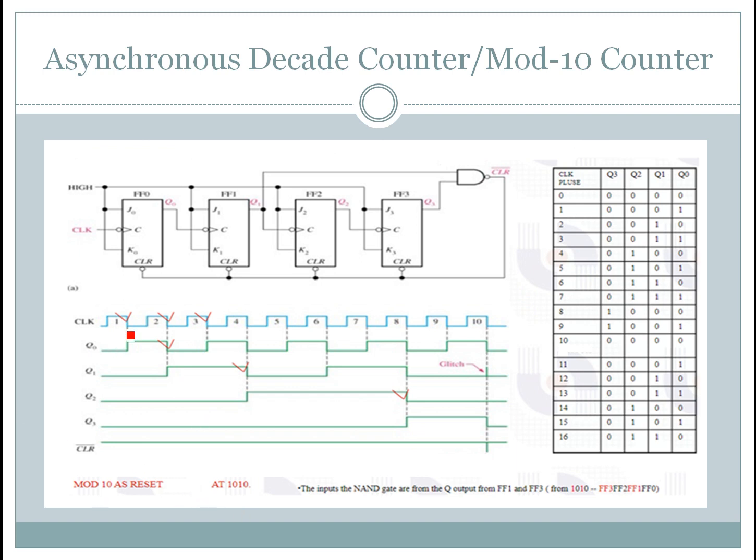This is the mod 10 asynchronous counter, and this is the truth table. So Q3, Q2, Q1, Q0. Q3 is the MSB here and Q0 is the LSB. So in total there are 10 states, from 0000 to 1001. After this 1001, the next state is 0000.